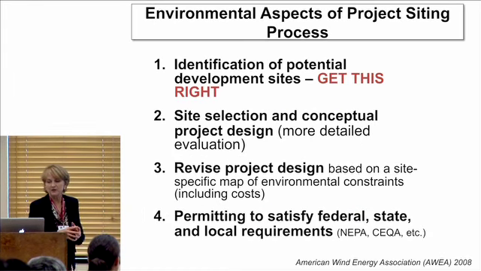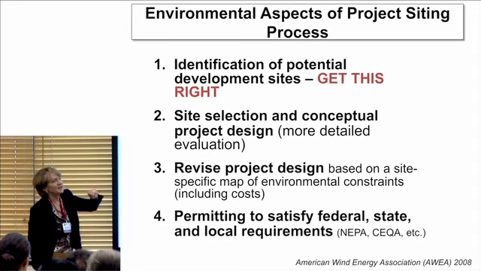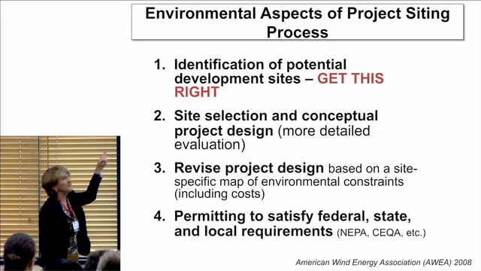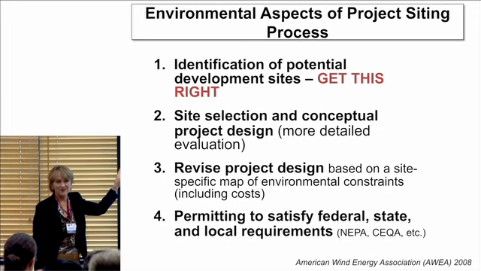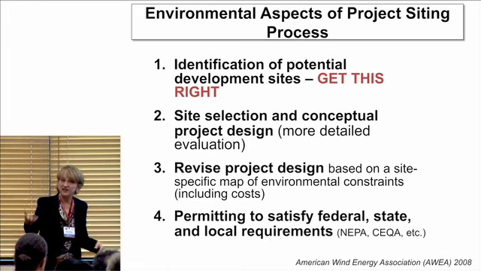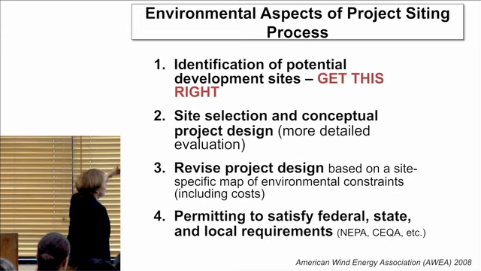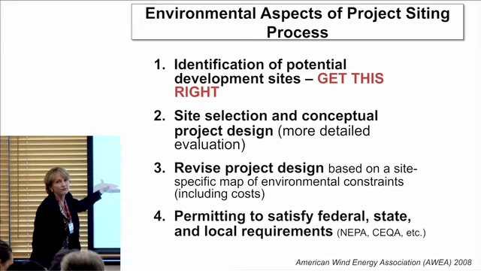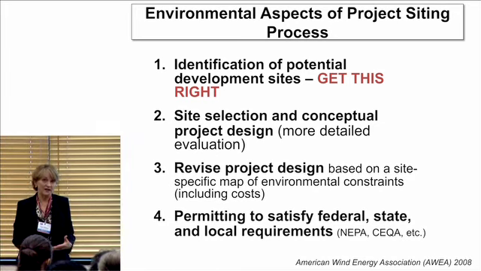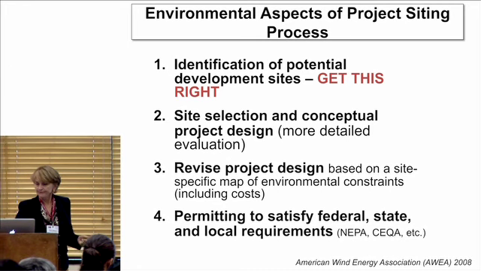This is a list from the American Wind Energy Association. If they're talking about siting of alternative energy sites, they basically say, get that first one right first. Identify the places that don't have a lot of conflicts, that don't have a lot of unintended negative consequences on other things we care about. And then when you get that right, it's a lot easier to move through the system and get to where you want to get, which is siting that energy plant.